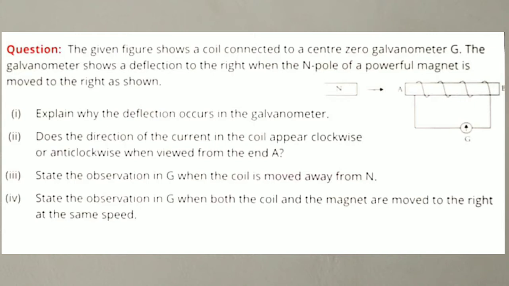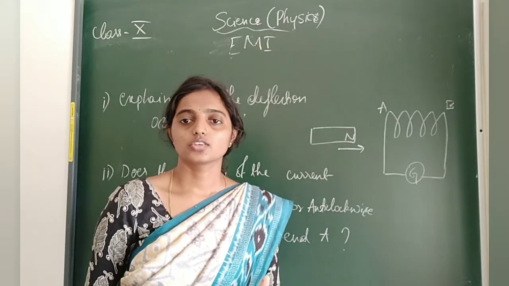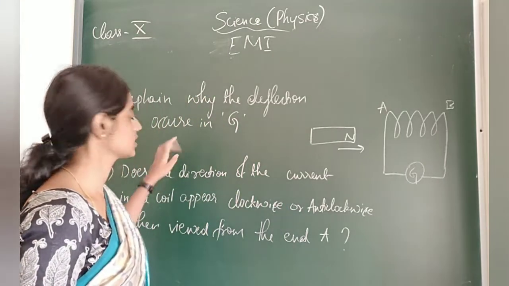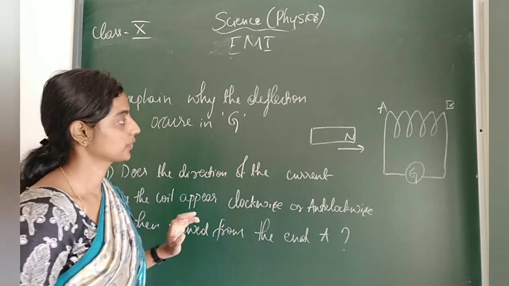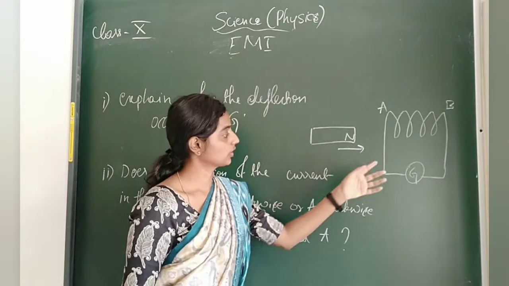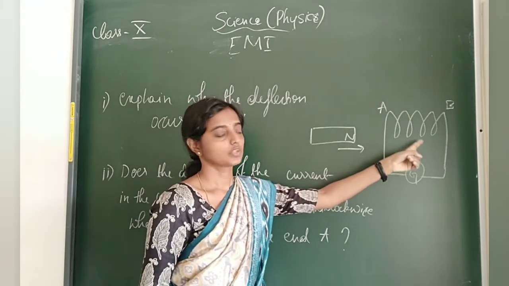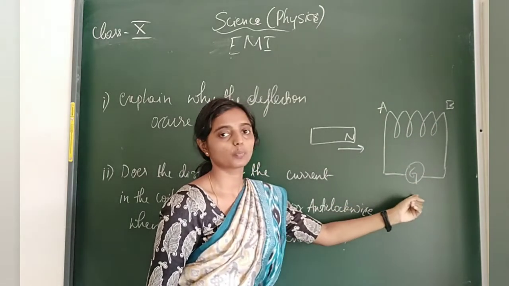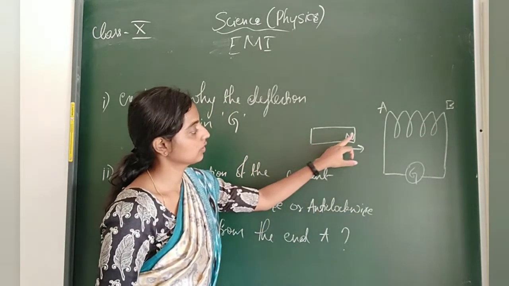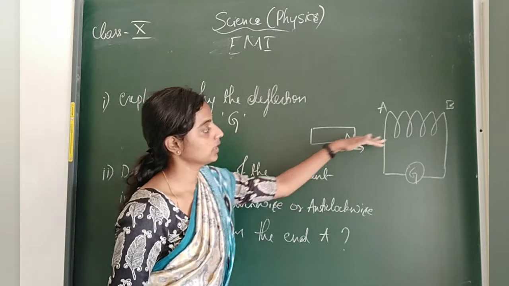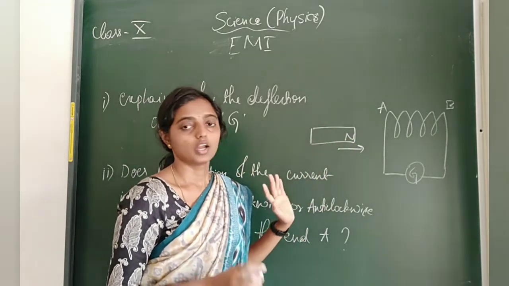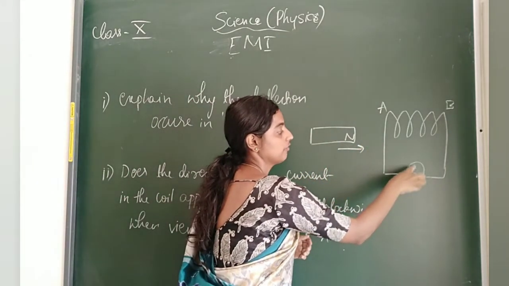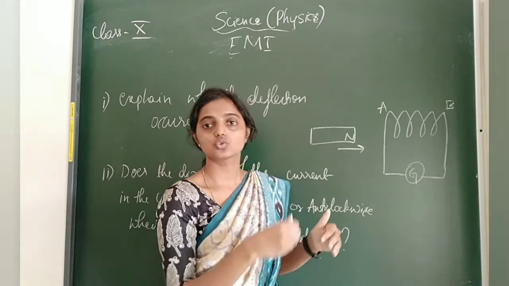Now let us see how to solve this question. Now we understood the question and they have given 4 sub questions. Let us see what is the answer for the first question. And first observe the diagram. What have they given? The coil with ends named A and B, which is connected to a galvanometer, and a magnet with the north pole is moving towards the coil. Obviously we know that if a north pole is approaching towards the coil, the deflection in the galvanometer shows towards the right.